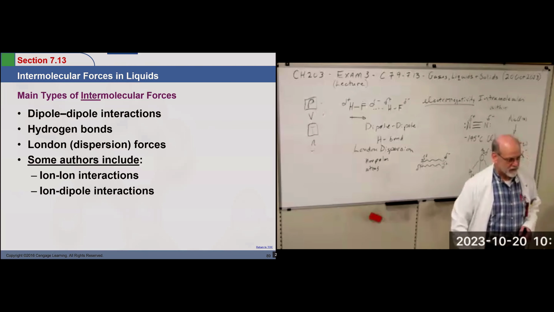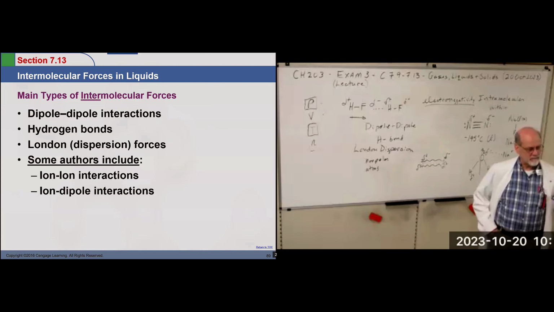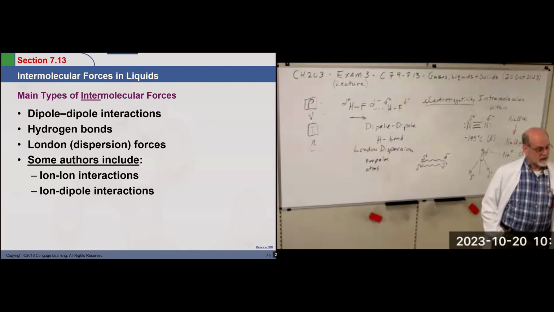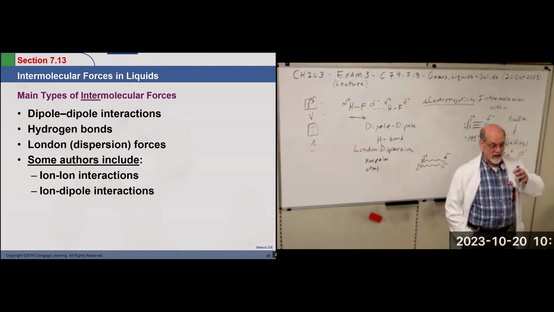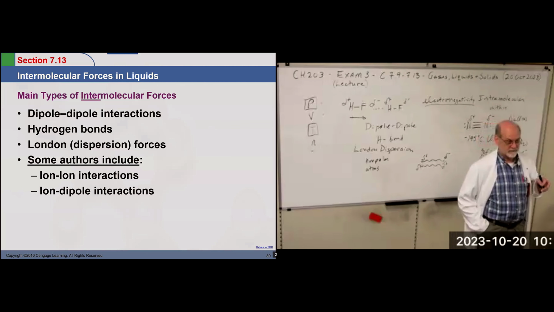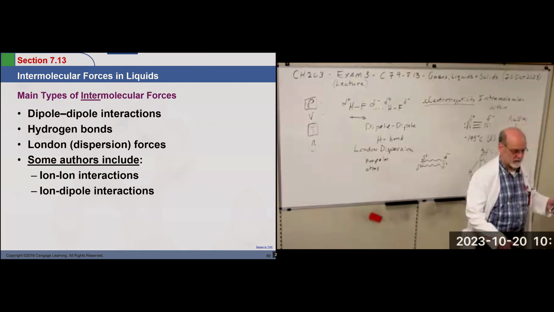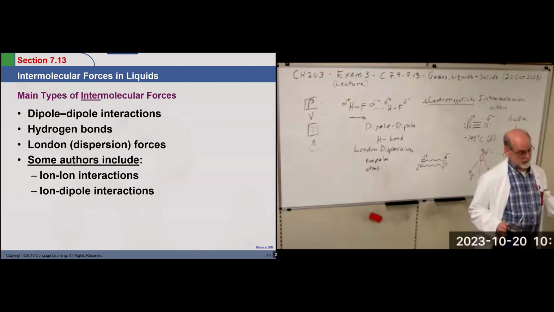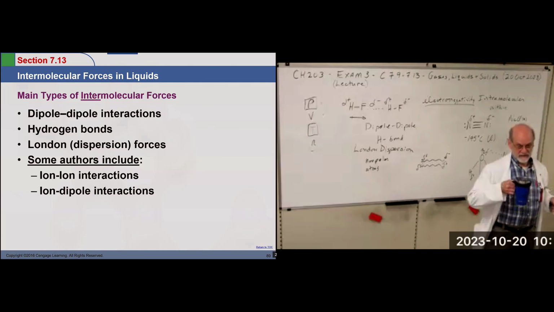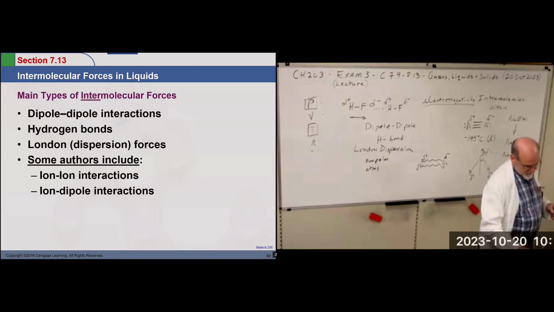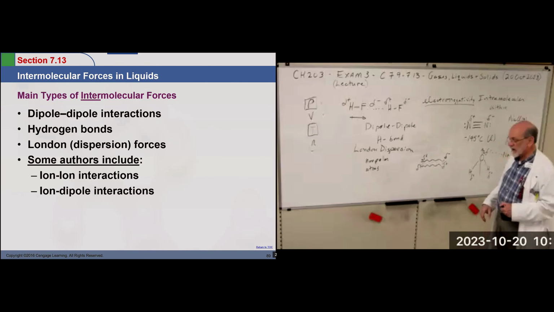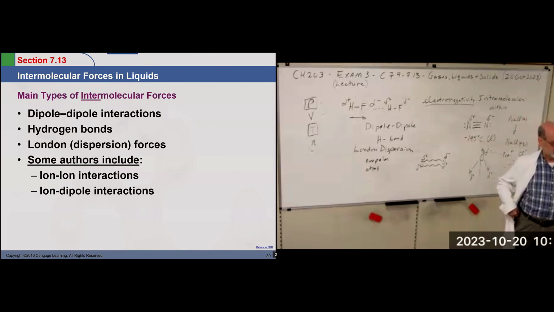Or if you take sodium chloride and melt it, you've got to get it really hot. You still have attractions between the sodium and the chloride ions, even in that liquid. That's what keeps it a liquid. You've got to get it really, really hot to make a gas out of it. And that would be an ion-ion interaction.